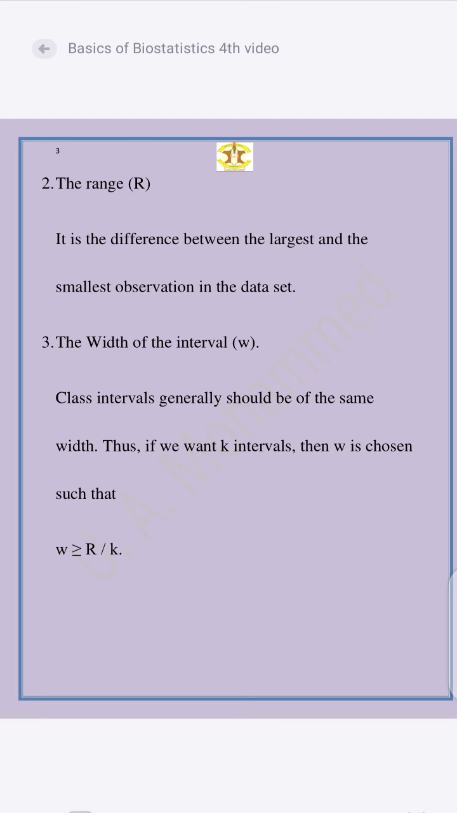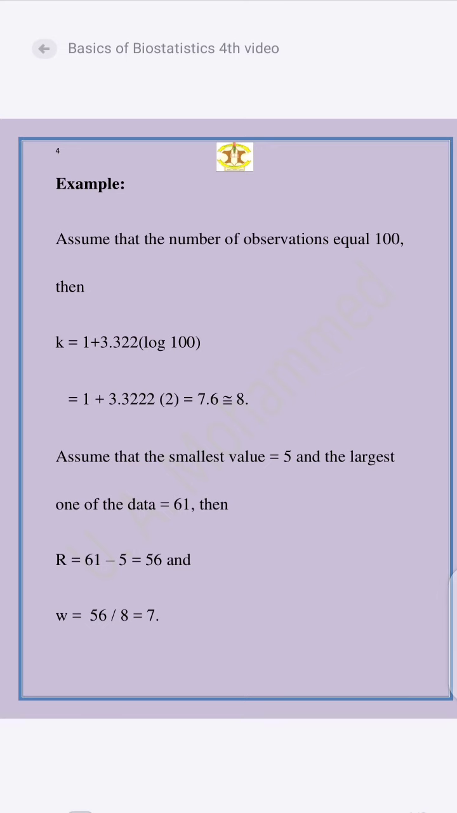The class intervals generally should be of the same width. Thus, if we want k intervals, then W is chosen such that W is greater than or equal to, or you can just say equal to, the range divided by the number of intervals. Example: assume that the number of observations is 100, meaning your n is 100. If you apply our formula, we have k = 1 + 3.322 log 100, which gives you 1 + 3.322 times 2, which is approximately 7.6, and when you round it up to a whole number, that's 8.